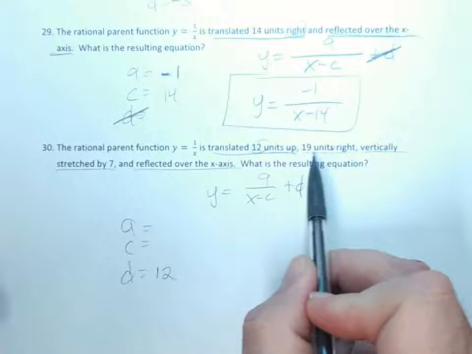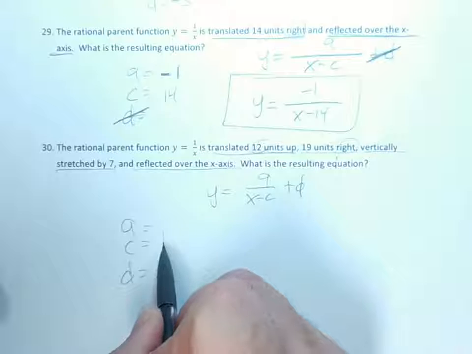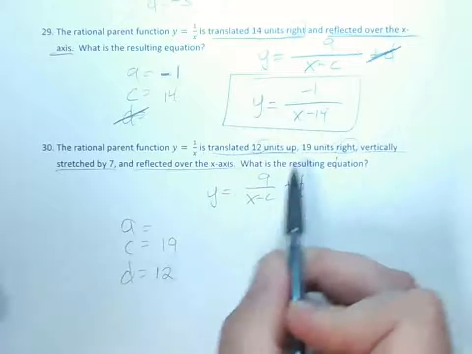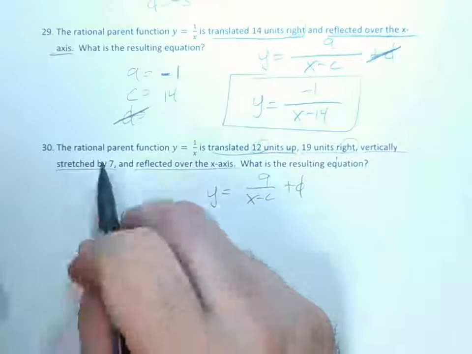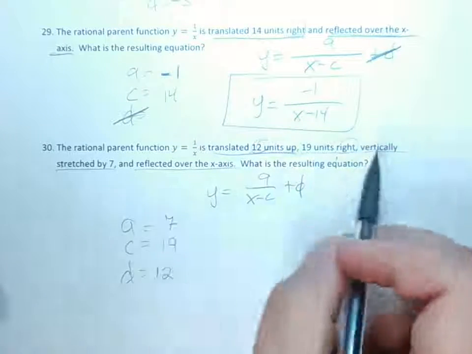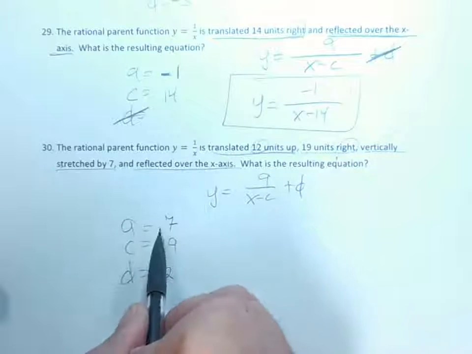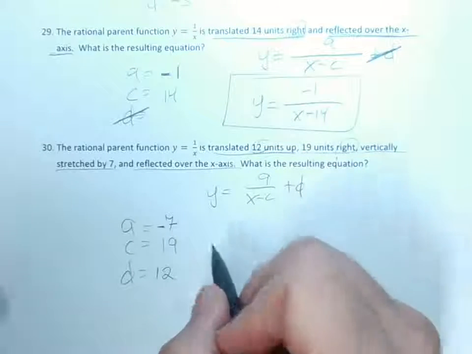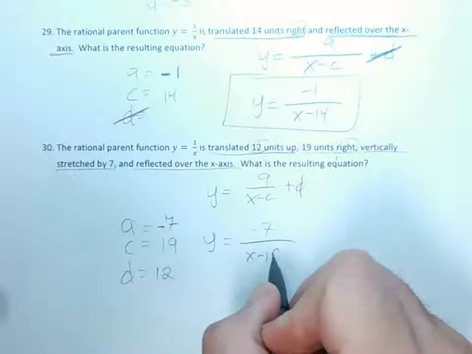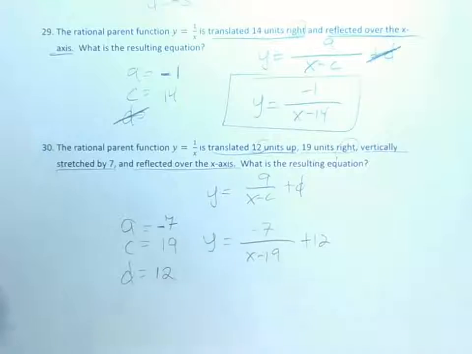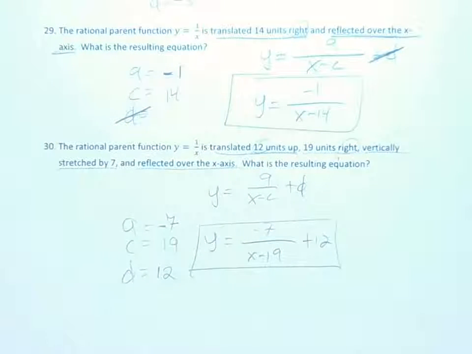19 units to the right, c controls left and right, so my c value will be 19, and right means that it is positive. Vertically stretched by 7, that means 7 is the a value, because a controls vertical stretching, and then reflected over the x-axis means the a value will be negative. So when I plug this in, I get y equals negative 7 over x minus 19 plus 12, and I am done. See you in class.